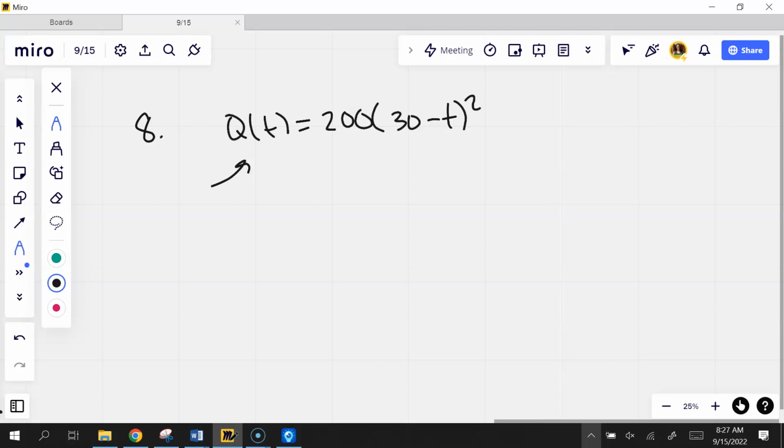So I'm looking at two different things. Can you determine what the two different things are that I'm looking for? You're exactly right. IROC and AROC. IROC is coming from how fast is the water running out at 10 minutes, and then AROC is the average rate at which the water flows out during the first 10 minutes. Do you see the difference there in what they're asking? All right, so let's look at IROC first.